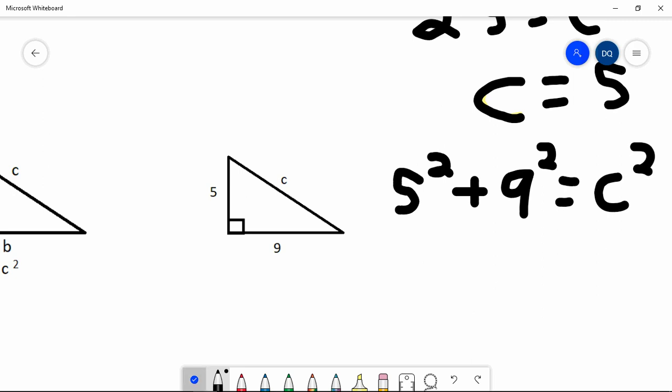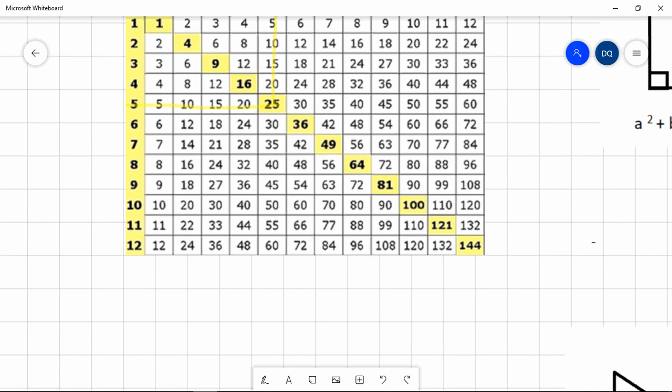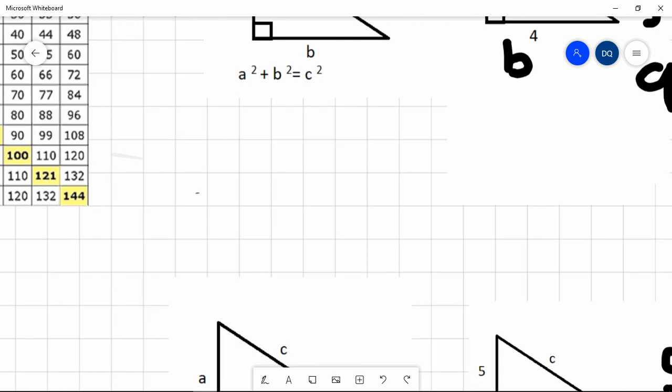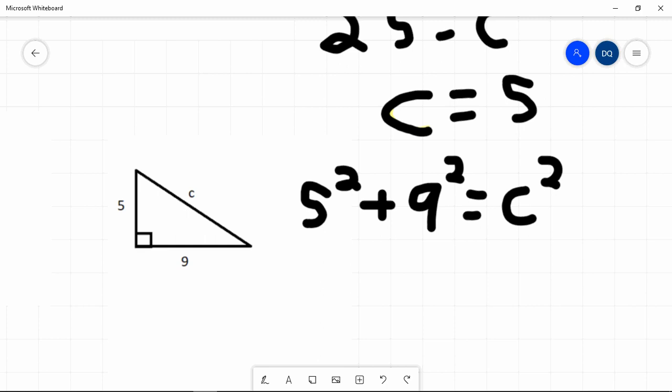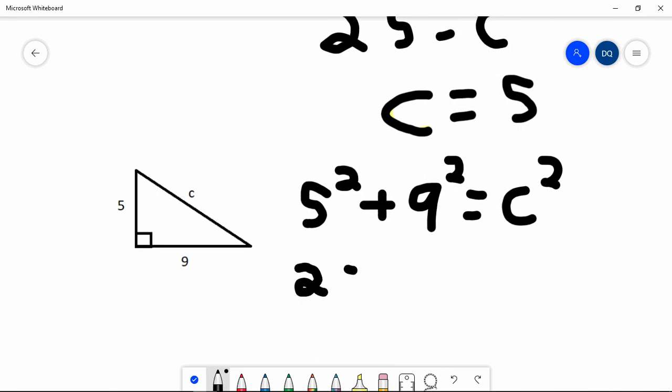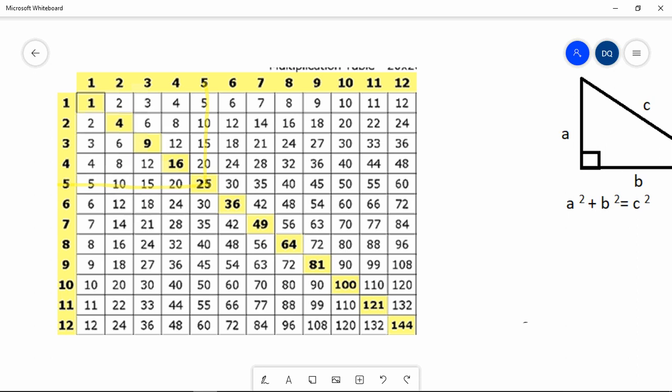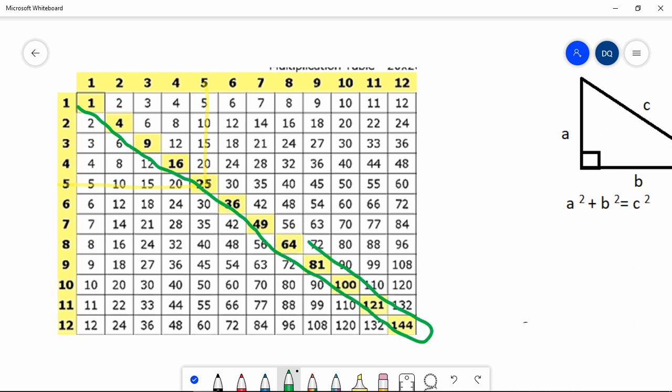What is 5 squared? Let's look at the table. 5 squared is 5 times 5. 5 times 5 is 25. Plus 9 squared. What's 9 squared? 9 squared is 9 times 9. Let's have a look. Can you see 9 times 9? Remember, the answers for these squared numbers are always going to be along this diagonal that I'm circling here. 9 squared is 9 times 9, and then just follow it up. 9 times 9 is 81.